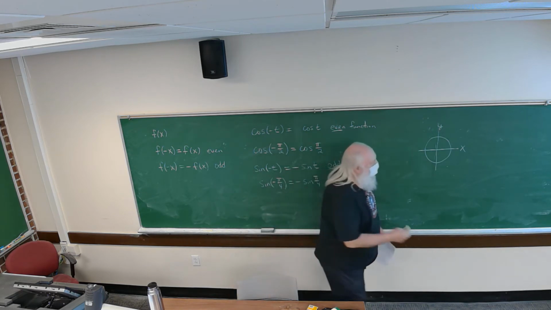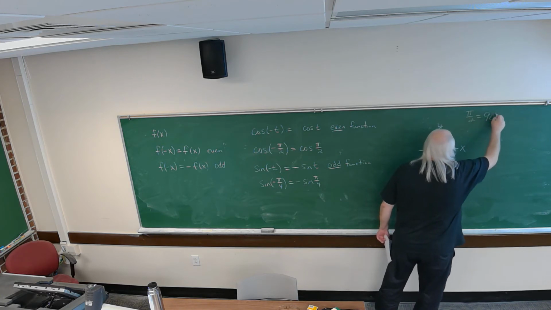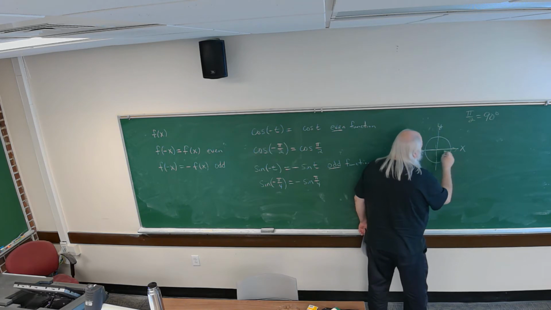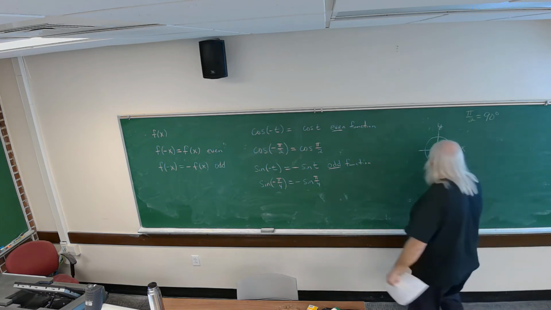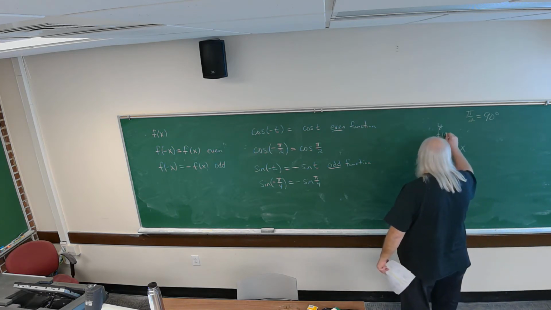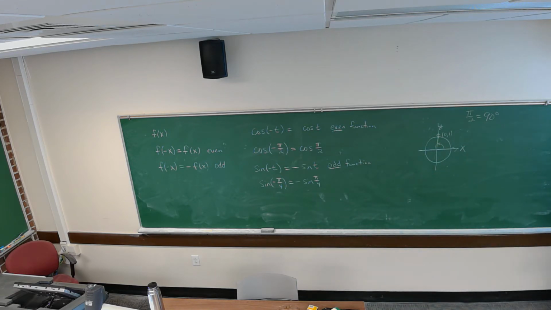The angle pi over 2, remember, is the same as 90 degrees. So the angle pi over 2 looks like this. It goes from the positive x-axis to the positive y-axis, and the terminal side goes through the point 0, 1. Cosine is equal to the x coordinate, sine is equal to the y coordinate. So the cosine of pi over 2 is equal to 0, and the sine of pi over 2 is equal to 1.